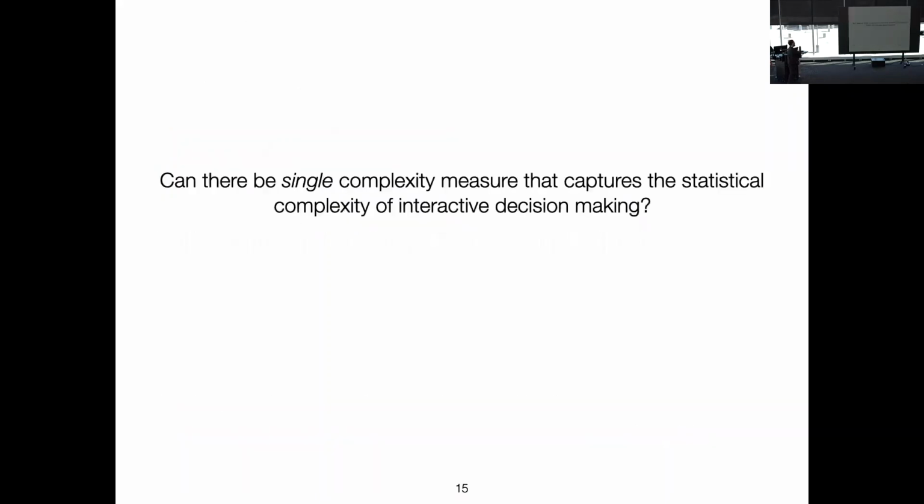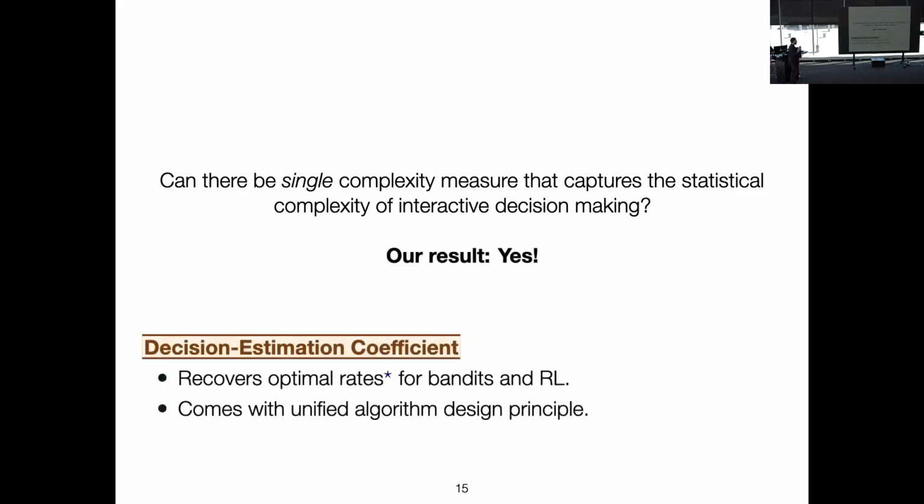In light of these challenges, it's very reasonable to ask: is it even possible or realistic to hope for some kind of interpretable complexity measure that can meaningfully capture the statistical complexity for all these different problems? But what I'm going to show now is that, in some sense, the answer is yes. We have a new complexity measure which is both necessary and sufficient to achieve low regret or low sample complexity for any problem. And beyond just giving a notion of problem complexity, this comes with a unified approach to designing algorithms.